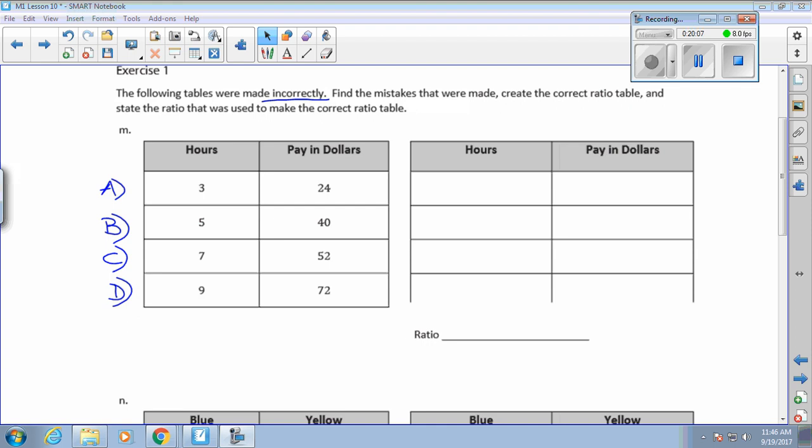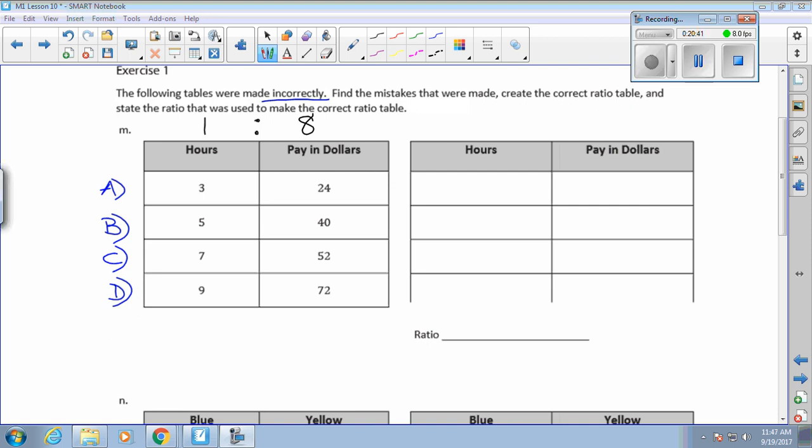Okay, so the hint is for anyone who is struggling with this, let's figure out what this ratio table has a value of. All right, so what could we simplify that down to, Michael? 1/8. 1 to 8 is what we would say. Very good. So for 1 hour of work, these people are getting paid $8. Okay? So take a look at your table again and tell me which person, A, B, C, or D, received the wrong amount of pay.